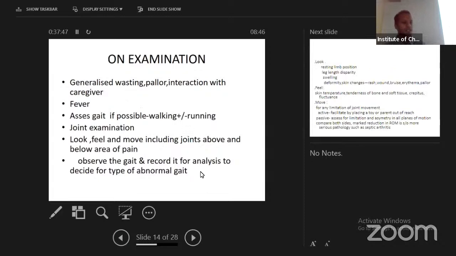On examination, generalized wasting, pallor, and the interaction with the caregiver should all be considered. We should map the temperature and assess gait if possible, by asking the child to walk and, if possible, run. Joint examination is done in 3 phases: look, feel, and move, including the joints above and below the area of pain. Observe the gait and record it for analysis to decide the type of abnormal gait.